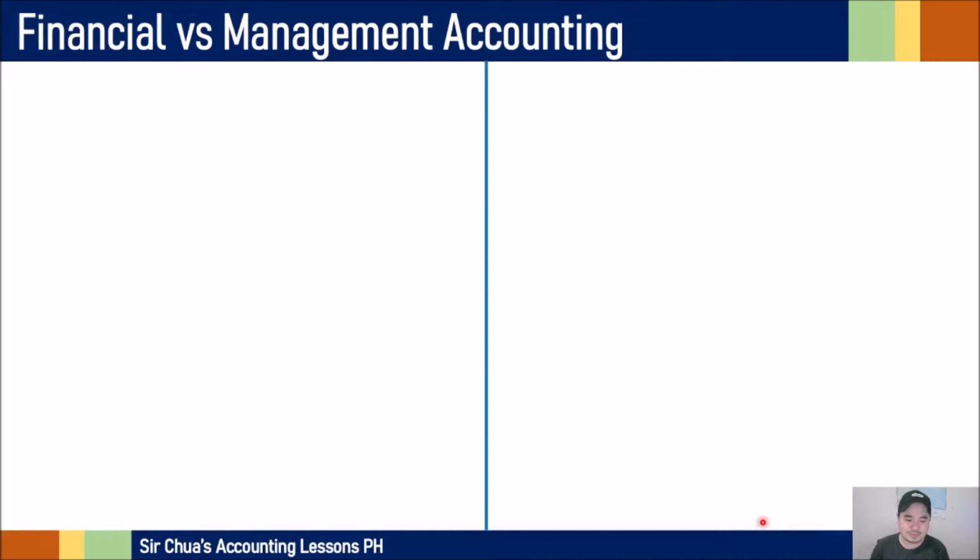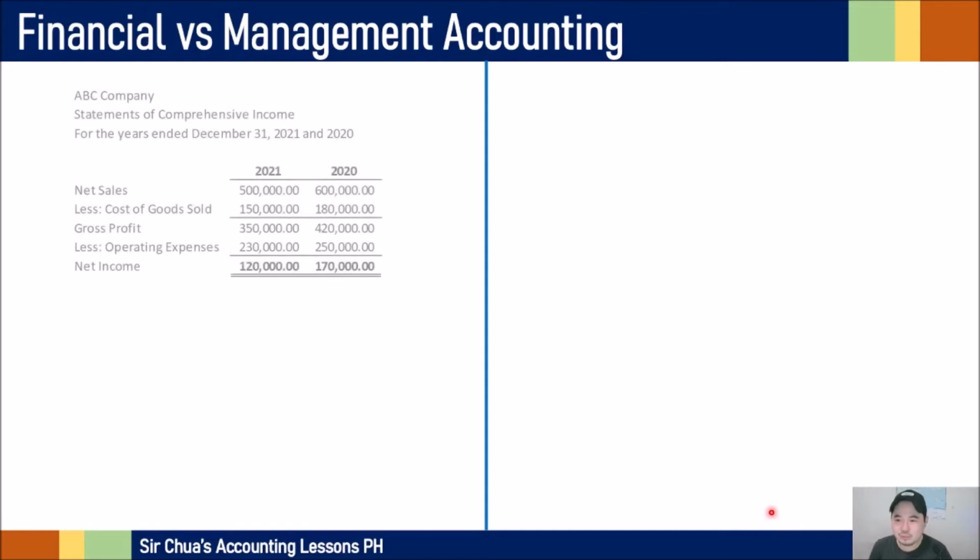Okay, so let me give you a practical but easy example of how we do financial accounting versus management accounting so that you can understand them deeper. So it goes like this. In financial accounting, we report the income statement like this. In 2021, the entity had sales of 500,000 and they got a net income of 120,000, while in 2020, the net income was 170,000. In financial accounting, we end there. We have already presented the information. We will issue the financial statements. That's where financial accounting ends.